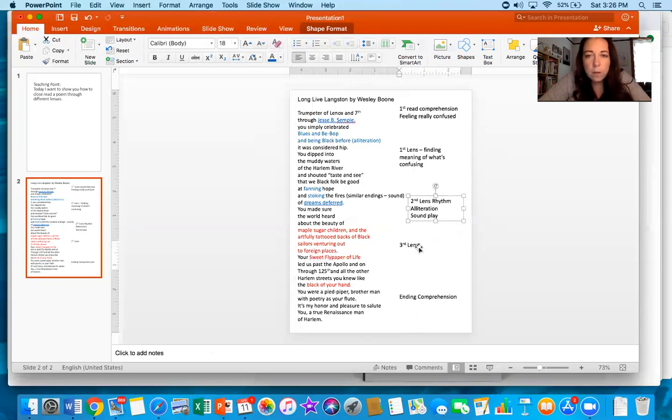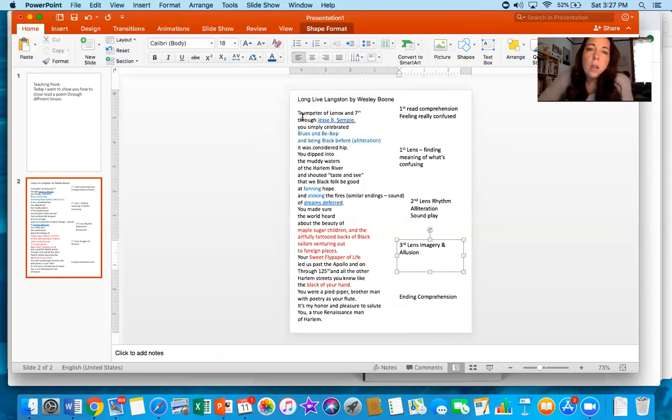Now let's go off to the third lens and look at imagery and allusion. Remember, to allude to something is to reference something. Now that we've read a little bit about the Harlem Renaissance, we found out that it was a time when Black folks were coming into their own. They were sharing their music and their culture. And obviously there were a lot of different pressures than we feel today. Some of it may still be consistent, but it was certainly a different time.